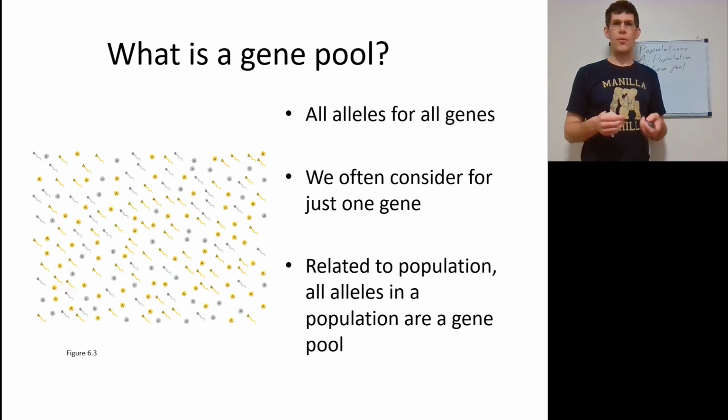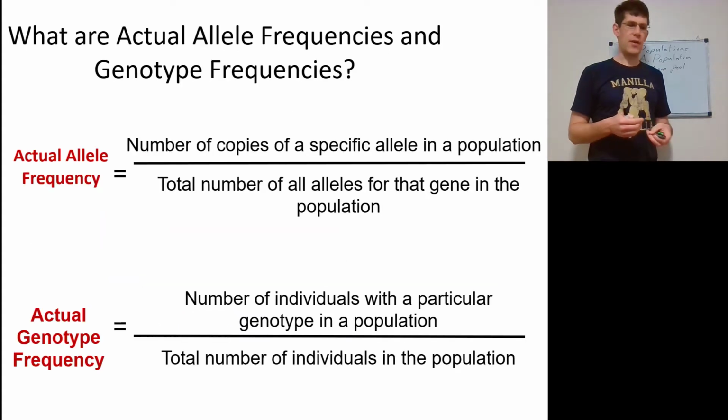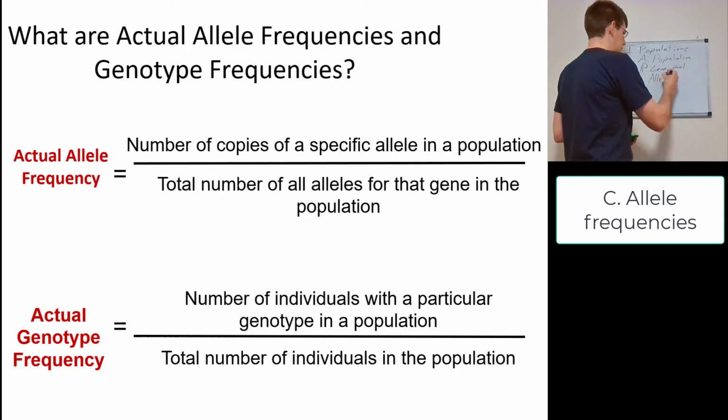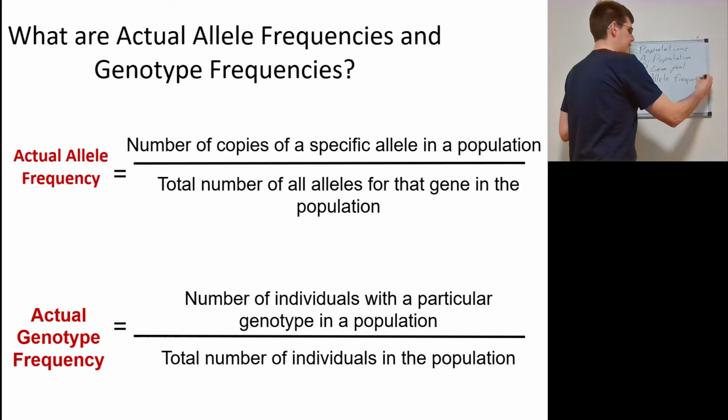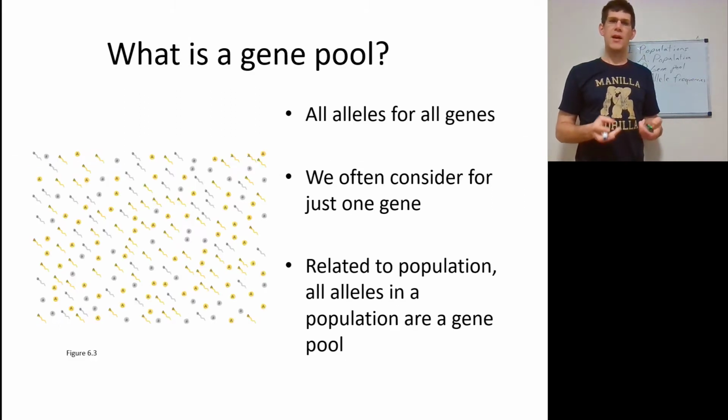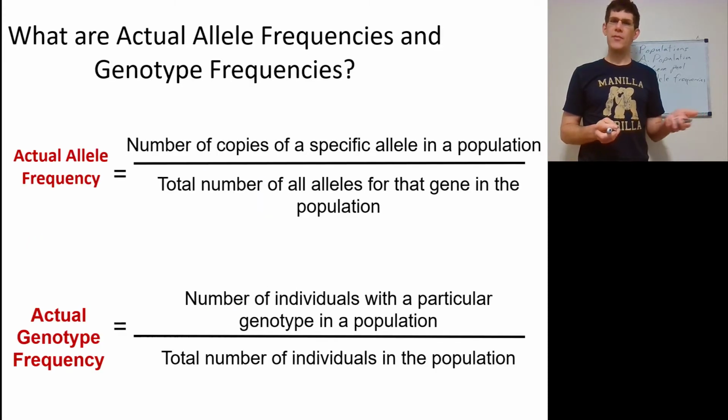So you can look at the gene pool that way, or we can look at it in terms of allele and genotype frequencies. For allele frequencies, going back to that gene pool, you look at how many uppercase A's there are out of the total number of sperm and egg. That is the number of copies of a specific allele, uppercase A, divided by the total number of all alleles for that gene and population, the total number of gametes there. That is your actual allele frequency when measured properly.